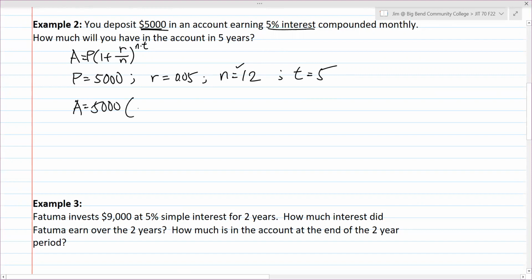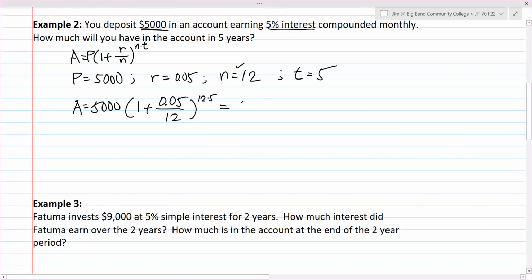Now it's time to plug in the numbers. Your interest is calculated 12 times per year. So that's why we have the rate divided by 12, and then we have the number of periods as 12 times 5, which means your interest is computed 60 times within 5 years.